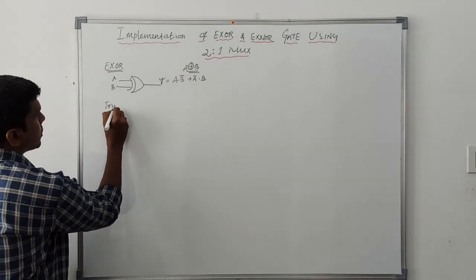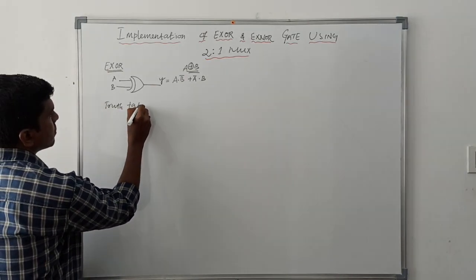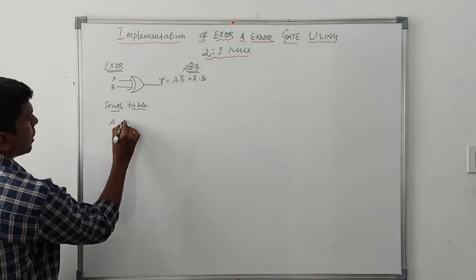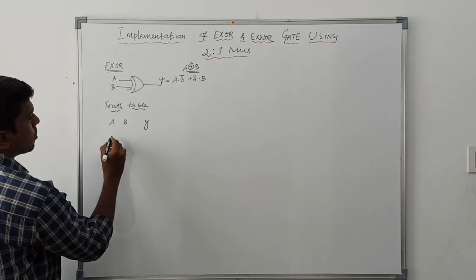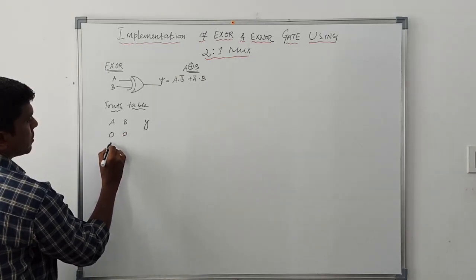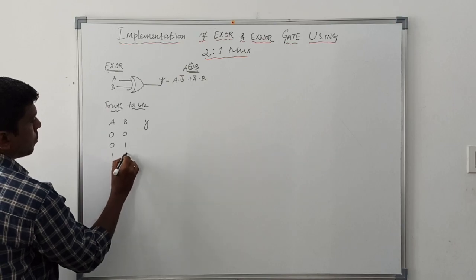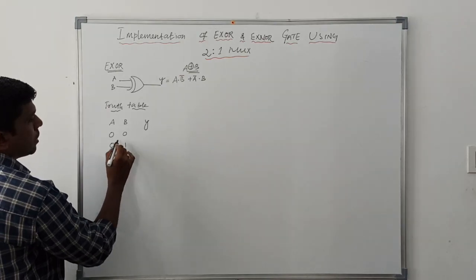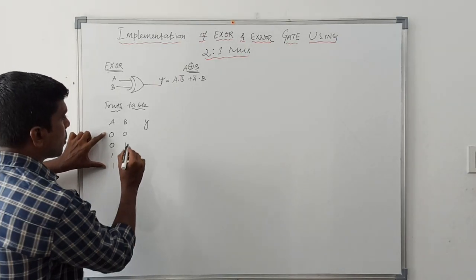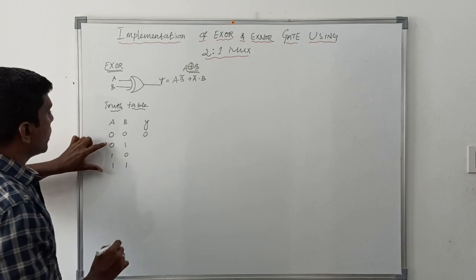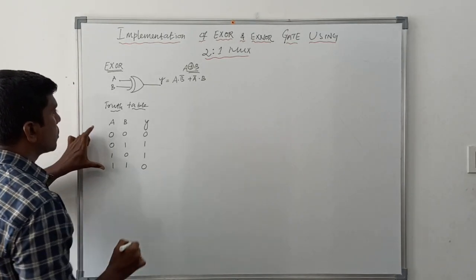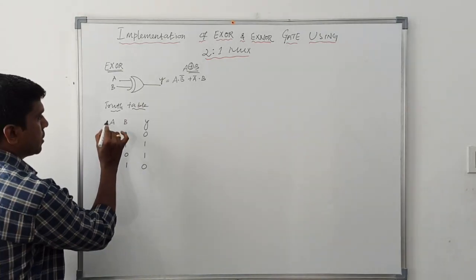Then come to the truth table. It has two input variables, A and B, and Y is the output variable. It makes four combinations of input: 0 0, 0 1, 1 0, 1 1. For the corresponding output, when both the inputs are the same, the output is 0. When both the inputs are different, the output is 1. So it's a property of XOR gate.